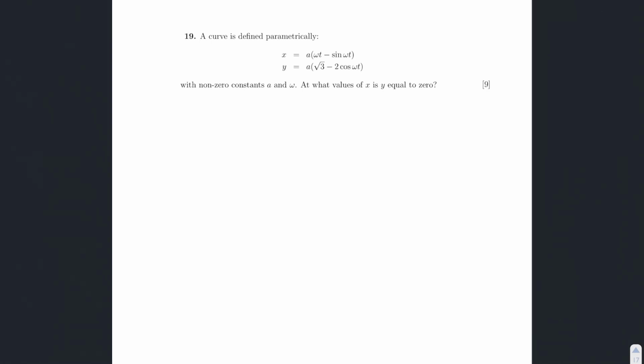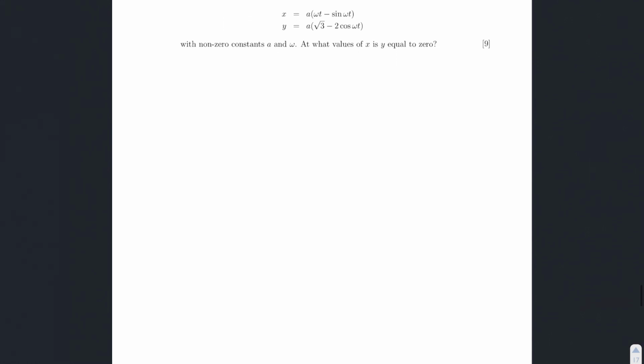Part 19, a curve is defined parametrically, where x equals a(ωt − sin ωt), and y equals a(√3 − 2 cos ωt). So for what values of x is y equal to 0? What's the value of x when y equals 0?